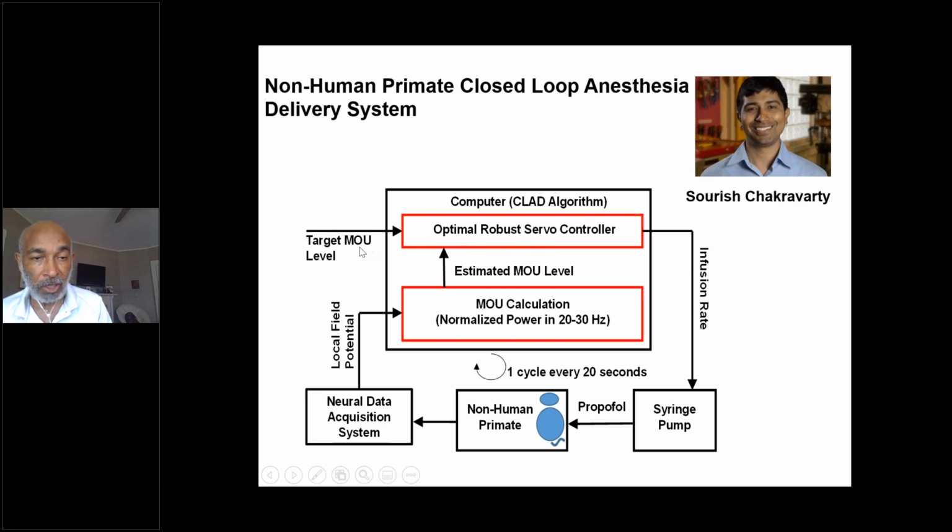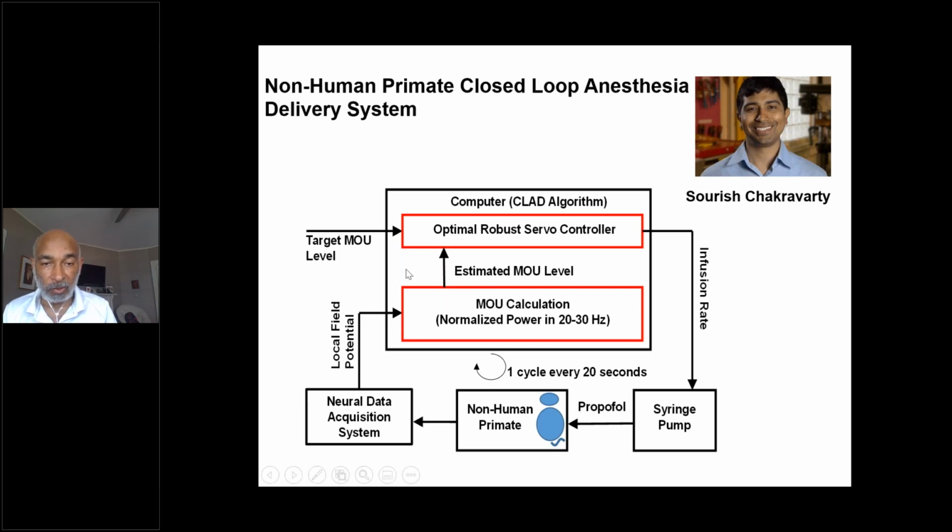So you set up a target level. This stands for marker of unconsciousness. And you have your estimated marker of unconsciousness. Your controller compares the two and then changes the infusion rate of the pump, which goes into this non-human primate. And every 20 seconds, it has a 20-second duty cycle that it uses to update the pump infusion rate. And so again, a standard sort of control setup.